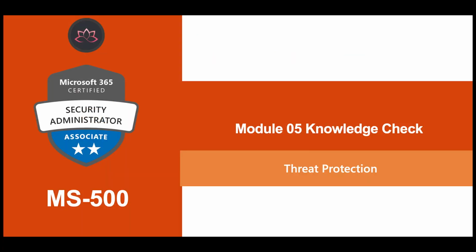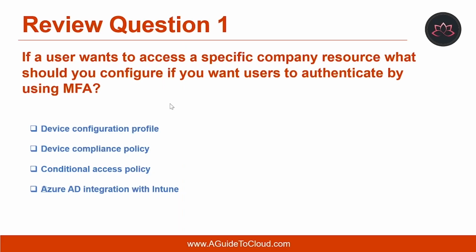In this section, we are going to go through the threat protection question answers. Let's look at the first question. If a user wants to access a specific company resource, what should you configure if you want users to authenticate by using MFA? The correct answer is conditional access policy.